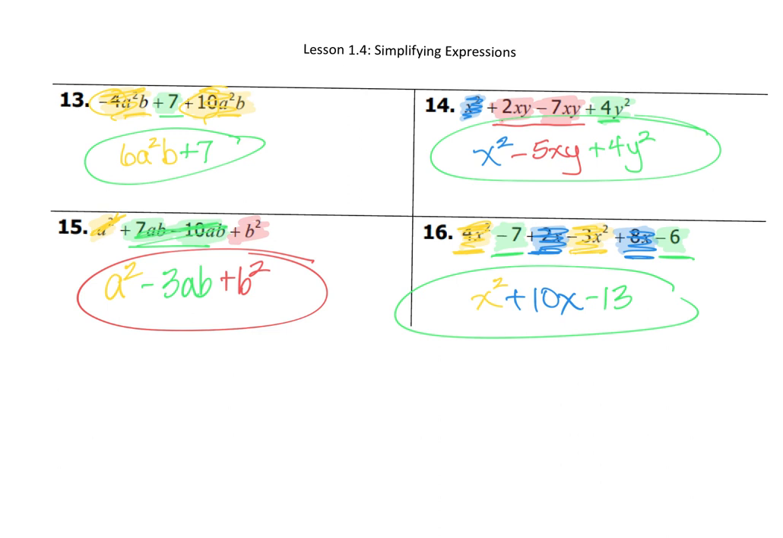They have to be the same exact letter with the same exact exponents to be allowed to combine. And then when we do combine variable terms, we don't change exponents, we just change the coefficients, which are the front numbers.